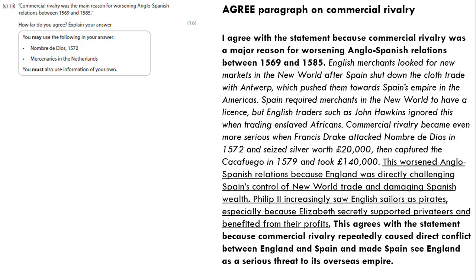This worsened Anglo-Spanish relations because England was directly challenging Spain's control of New World trade and damaging Spanish wealth. Philip II increasingly saw English sailors as pirates, especially because Elizabeth secretly supported privateers and benefited from their profits. This agrees with the statement because commercial rivalry repeatedly caused direct conflict between England and Spain and made Spain see England as a serious threat to its overseas empire.